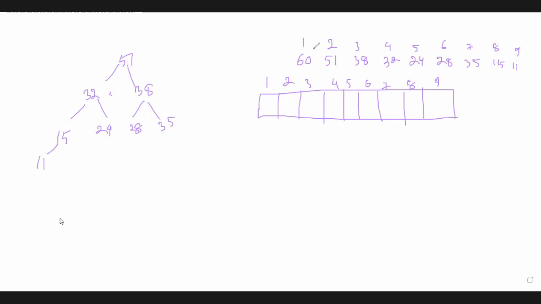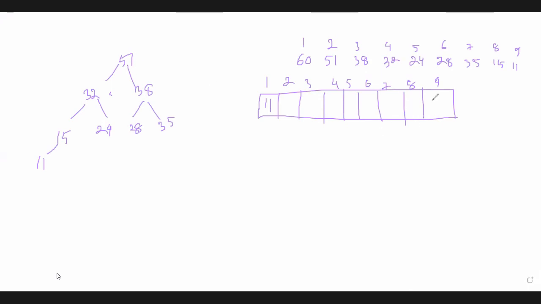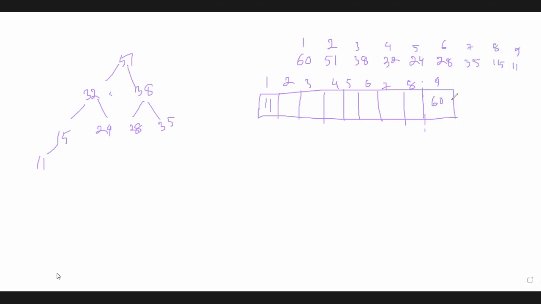So after deleting 60, which node will be inserted here? The last node. That means take 11 from this position and then replace the root node 60 with that node 11. Because after deleting the root node, if we want, we can add it in this position 9. But actually now this is not our original array. We can insert it here because this is an empty space. So if we want, after deleting that node from the tree, we can add it here. But this is our original tree. This is the length of the array.